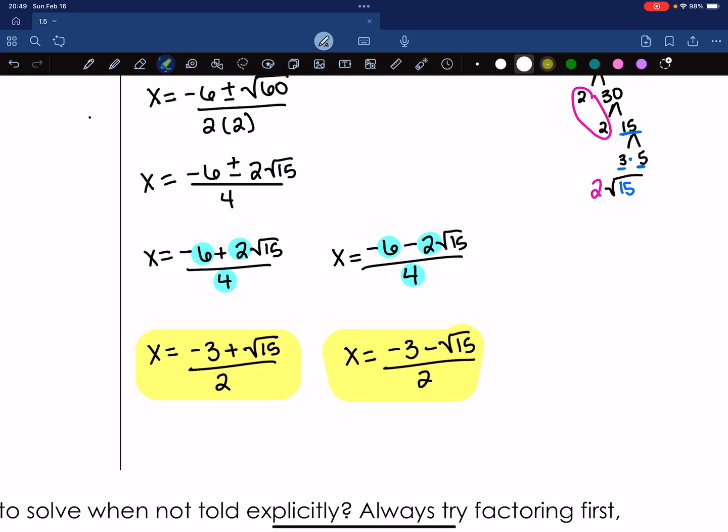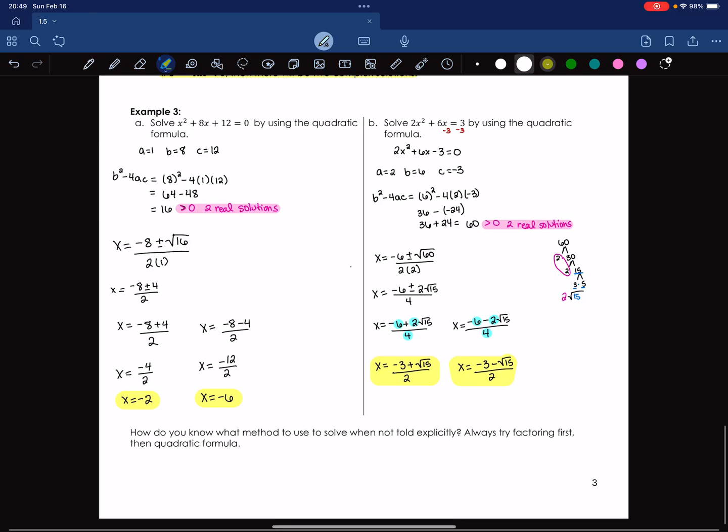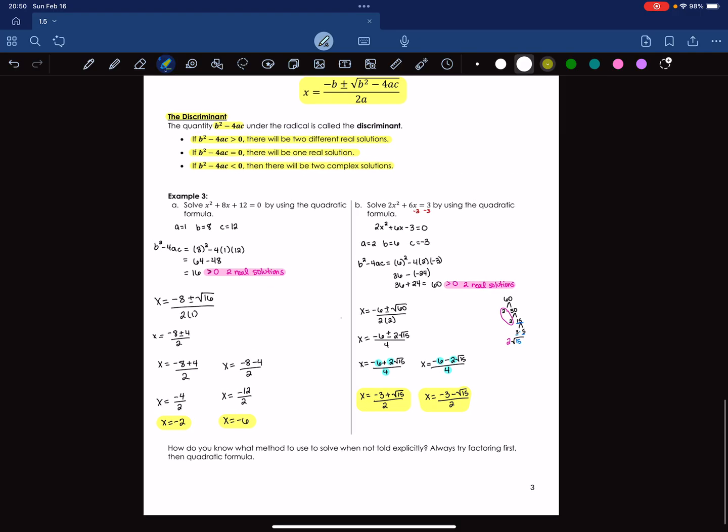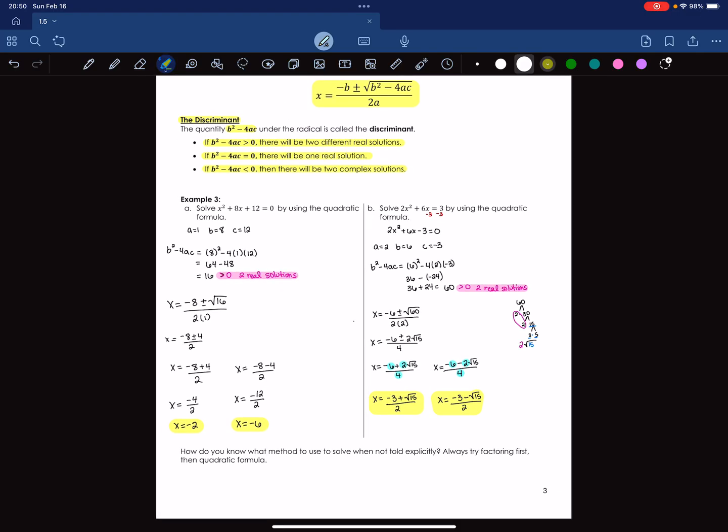So I hope this video helps. And then the last part is, if you're not told, basically you can pick how you want to solve. I would always start with factoring because I think that's quickest and easiest. But then the quadratic formula works 100% of the time. So maybe that would be the method you would choose.